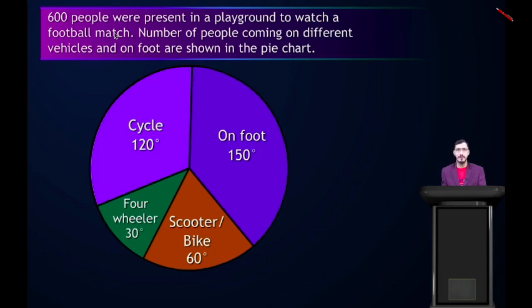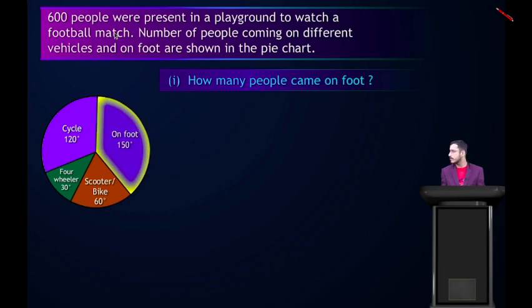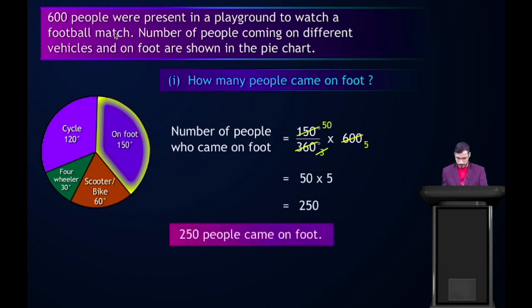Now we have one more example here, that is our last question. 600 people were present in a playground to watch a football match. The number of people coming on different vehicles and on foot are shown in the pie chart. You can see the pie chart here. So how many people come on foot? So the number of people who come on foot is 150 degree by 360 degree into 600. When we simplify it, we get 250 people came on foot here.